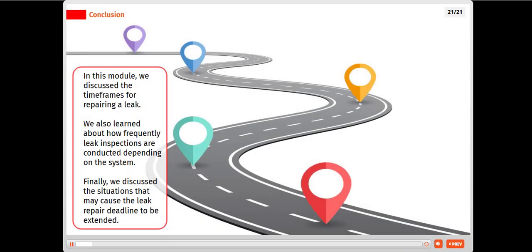In this module, we discussed the time frames for repairing a leak. We also learned about how frequently leak inspections are conducted depending on the system. Finally, we discussed the situations that may cause the leak repair deadline to be extended.